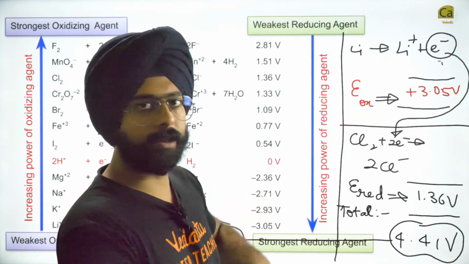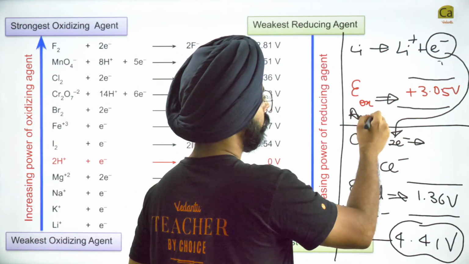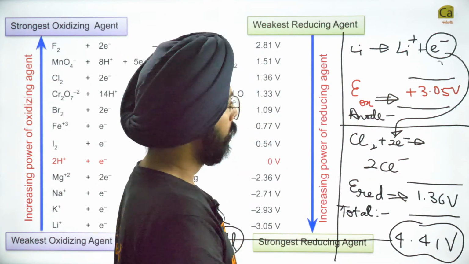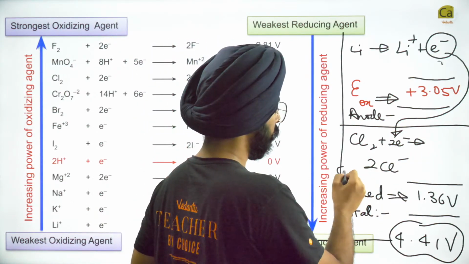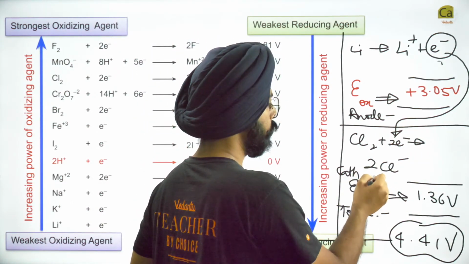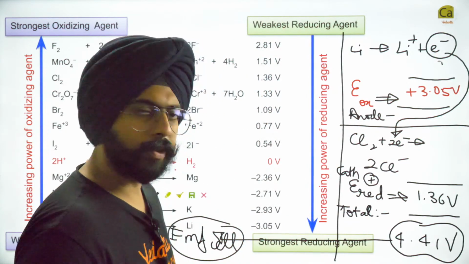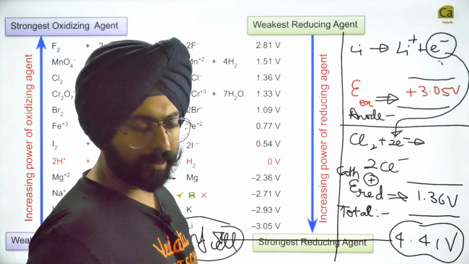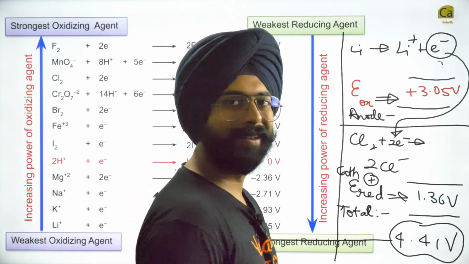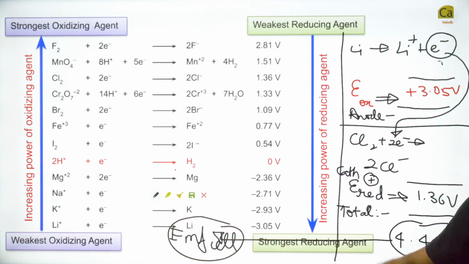This is oxidation, so this is going to be happening at the anode. Anode is going to be the negative terminal. This is the reduction reaction. This is going to be happening at the cathode. This is the positive terminal. Got it? As simple as that. This is the negative terminal, anode. This is the positive terminal, that is the cathode. Fine. So this is the significance of the electrochemical series.